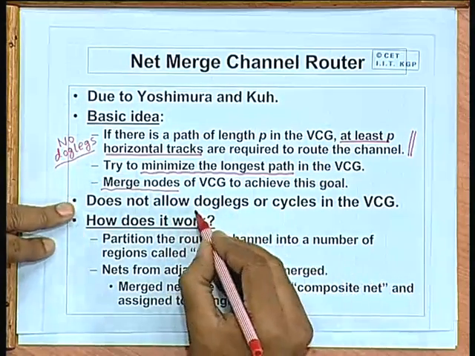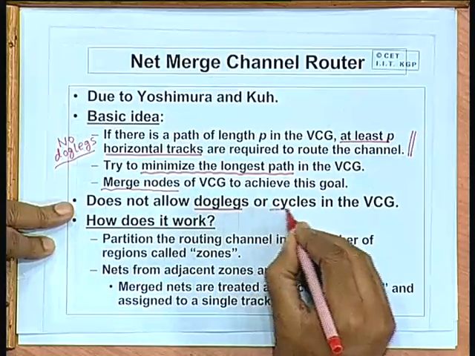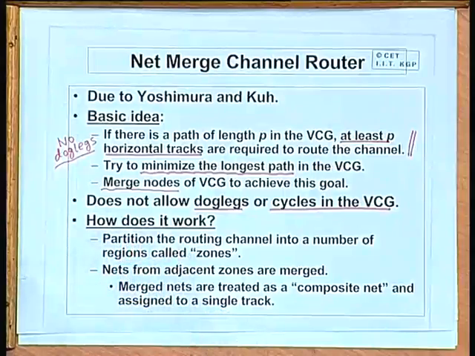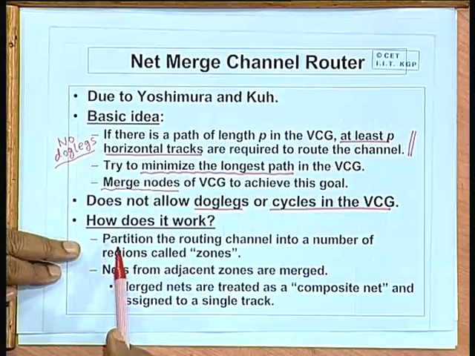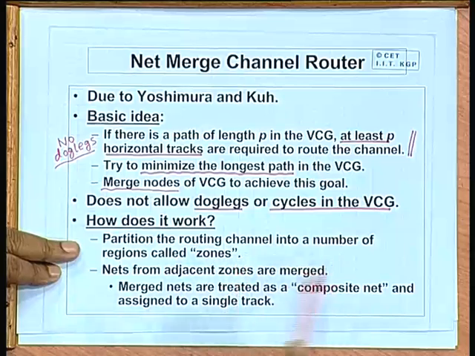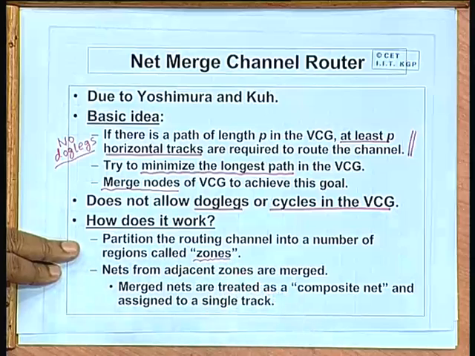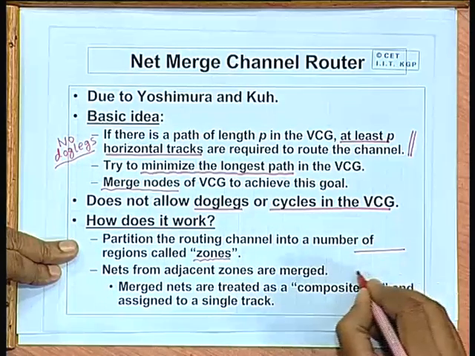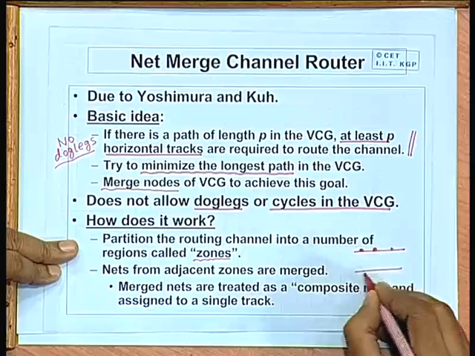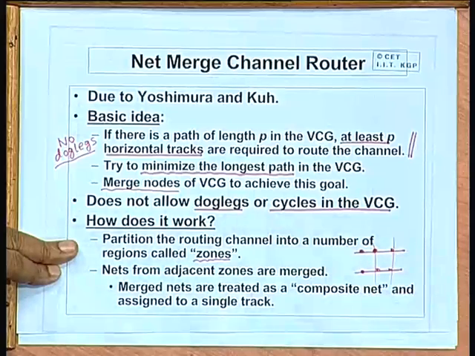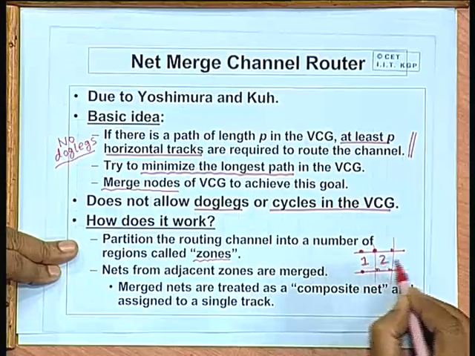So, as I mentioned, this does not allow doglegs or cycles in the VCG. You can consider this another extension to the basic left edge algorithm. Okay. The way it works is like this. This will partition the routing channel into a number of regions which are called zones. This is the routing channel, so the pins are located on top and bottom. We can make some vertical slices of this sub problem, and you can call them zone 1, zone 2, zone 3 like this.